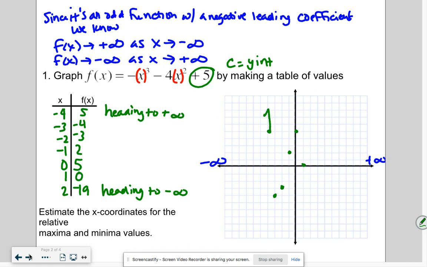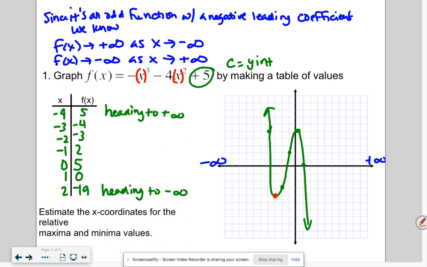This end is going upward, so I'm going to go down, turn, hit the y-intercept, and then go back down. So we notice on the function that f of x is headed towards positive infinity on the left side as x goes towards negative infinity. On the right side, f of x is headed downward towards negative infinity as x goes towards positive infinity. We have our y-intercept. We have two turning points, and those are the relative maxima and relative minima, and they want you to estimate those x coordinates.